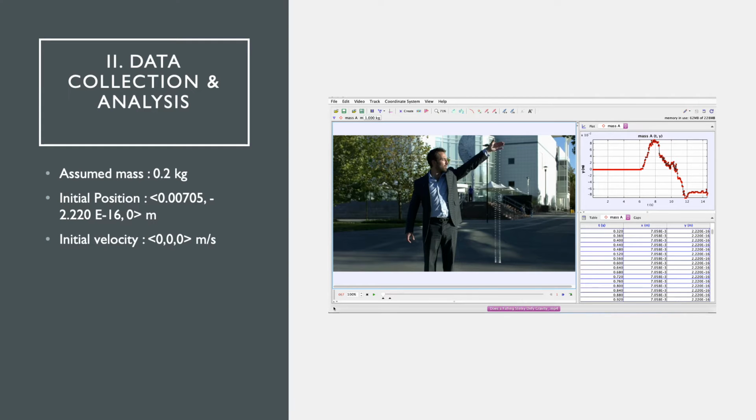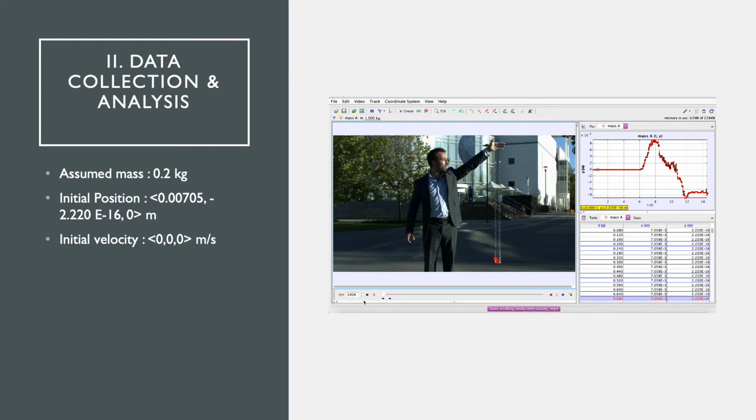So through tracker, we assumed that the mass was 0.2 kilograms. We extracted the initial position of the bottom of the slinky and the initial velocity. Here is the motion of the slinky through tracker.